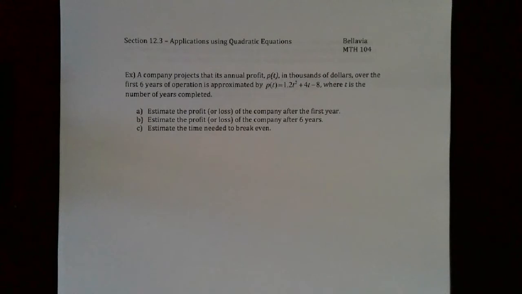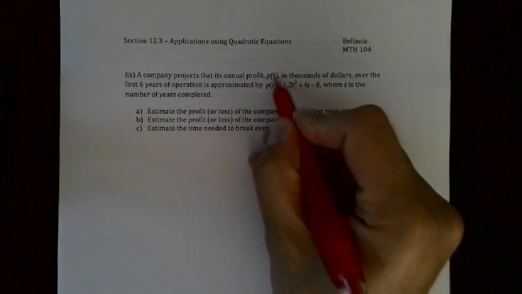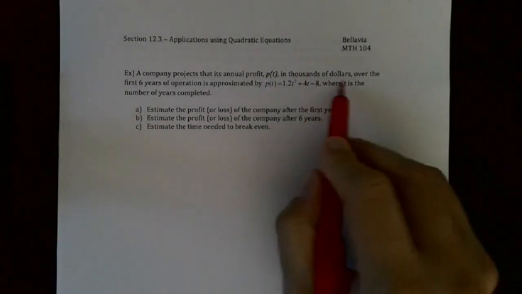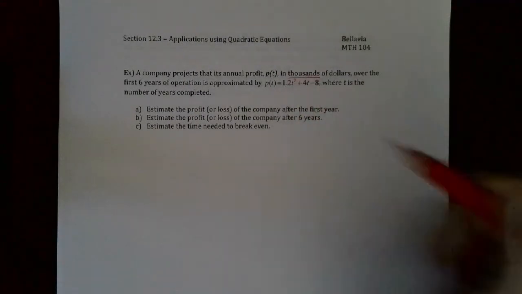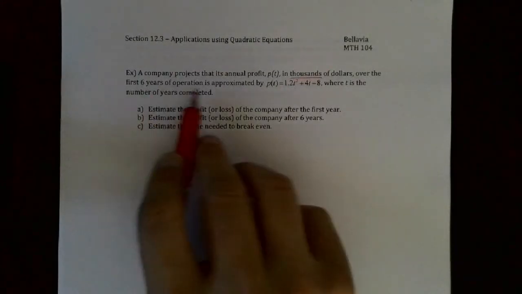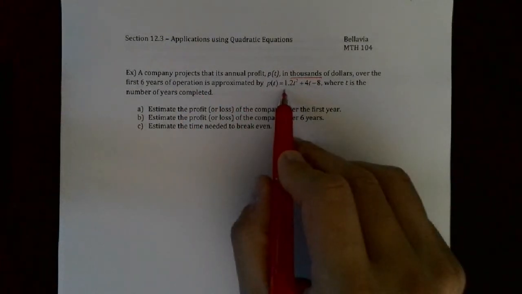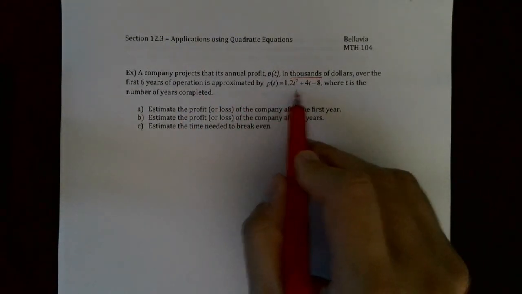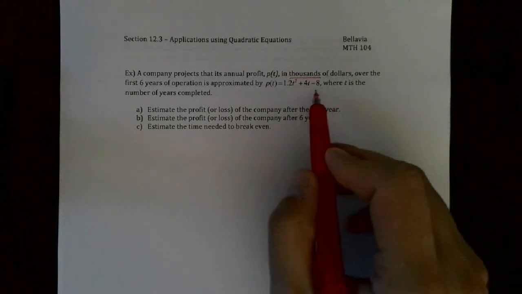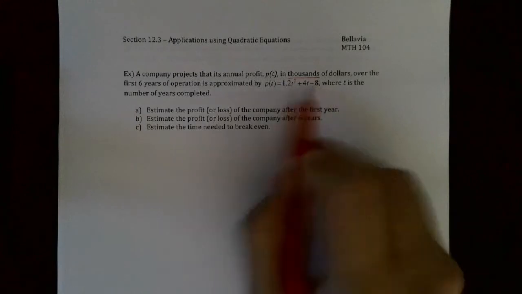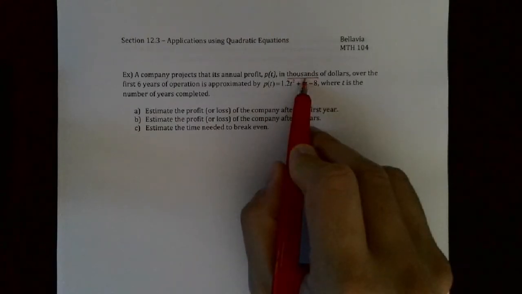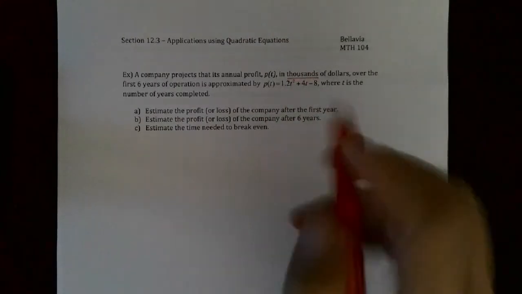So for the first part, we've got a company that projects its annual profit, which we're calling P of t. That's just the name of the function. The name of the function is P of the variable t, in thousands of dollars. So the profit is in thousands of dollars, and that's important to know. Over the first 6 years of operations it is approximated by P of t equals 1.2t squared plus 4t minus 8, where t is the number of years completed. So t is years, you input a year, you get out profit in thousands of dollars. That's what this function really tells us.